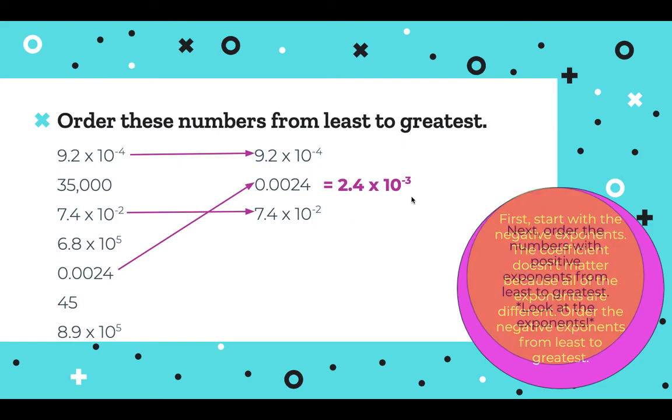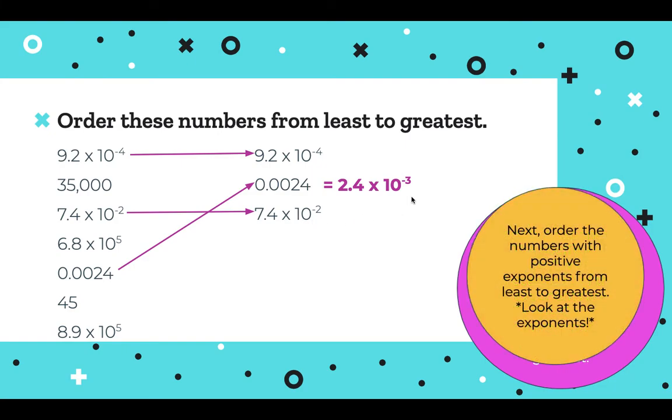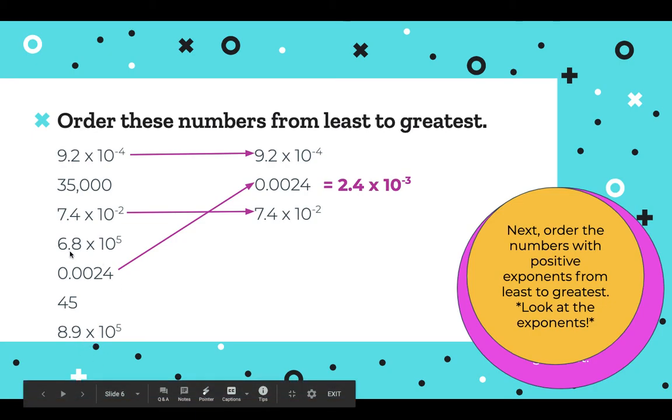All right, our next thing that we need to do is order the numbers with positive exponents from least to greatest. And we're going to look at those exponents. So this 35,000 would have a positive exponent. It would actually be 3.5 times 10 to the 4th, because it's 1, 2, 3, 4. So we have it to the 4th power. This one, we have to move our decimal 1 place in, so this would be to the 1st power. And this one, oh, I skipped one. This one's already to the 5th power. And this one's to the 5th power.